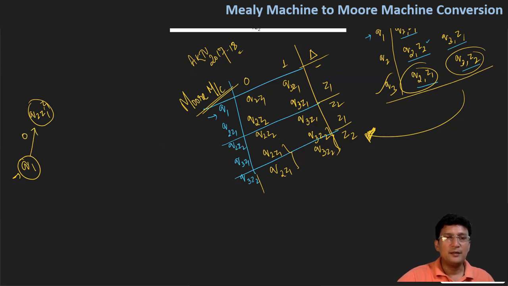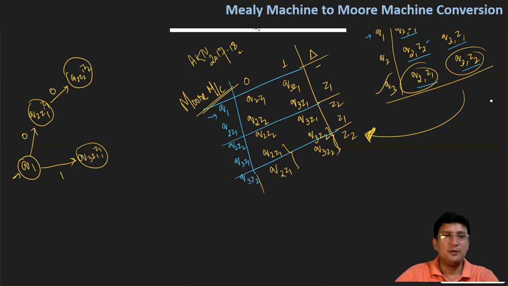On getting 1, I'll go to the Q3 Z1 state, which has the output Z1. Now, if I'm at the Q2 Z1 state, it goes to the Q2 Z2 state, which produces the output Z2, on getting a symbol 0. And Q2 Z1 goes to the Q3 Z1 state on getting a symbol 1. So it goes to this state on 1.